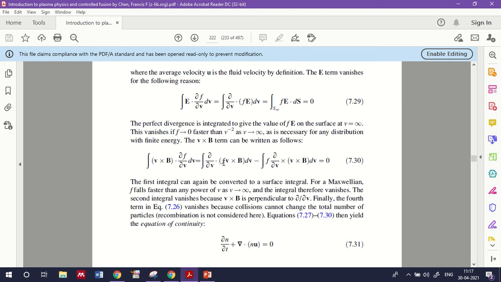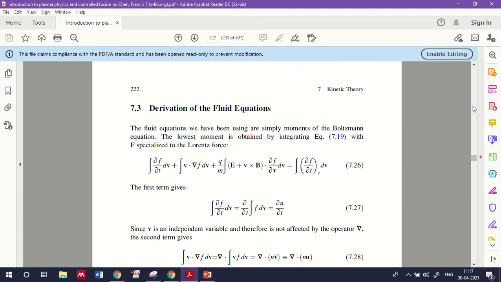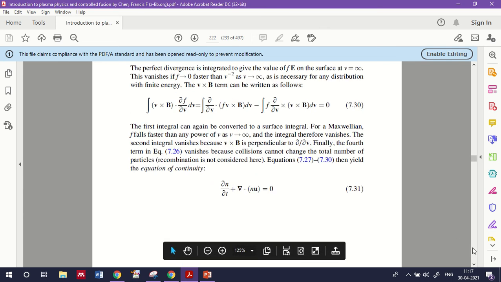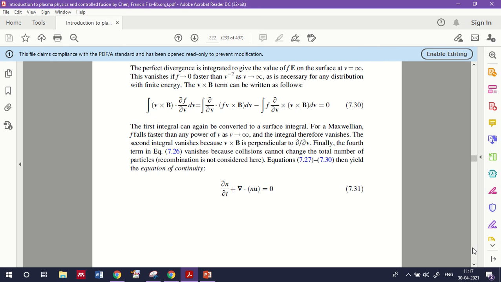Now if you consider the equation as we discussed, the fourth term in the equation vanishes because a collision cannot change the total number of particles present in a plasma. The fourth term actually represents the change in number density in terms of collision. So we can say that the number density won't change with respect to collision. The collision cannot change the total number of particles present in a plasma.